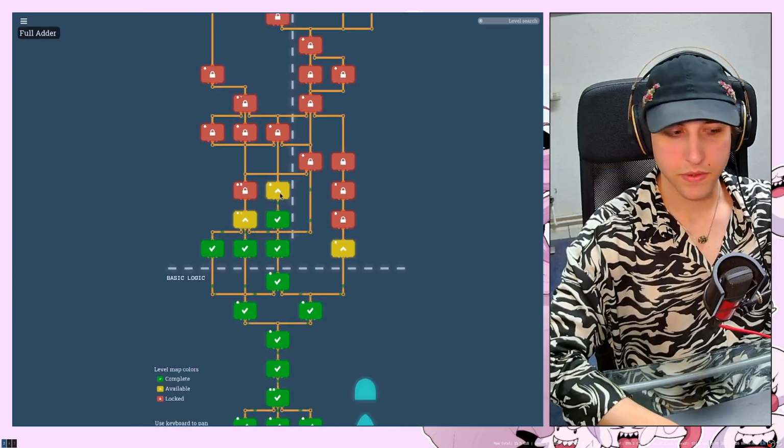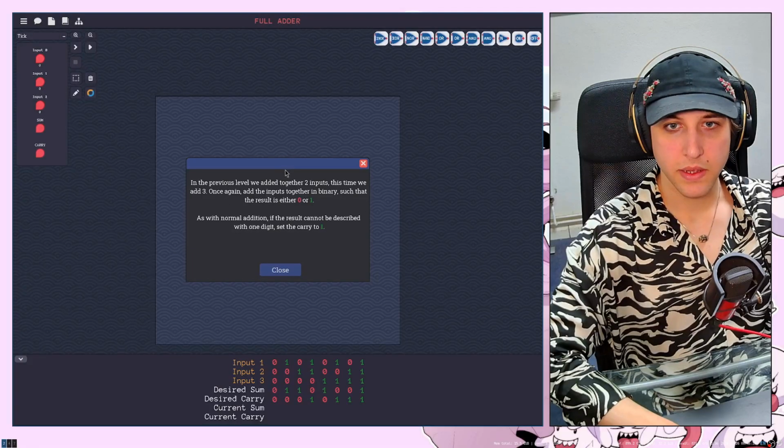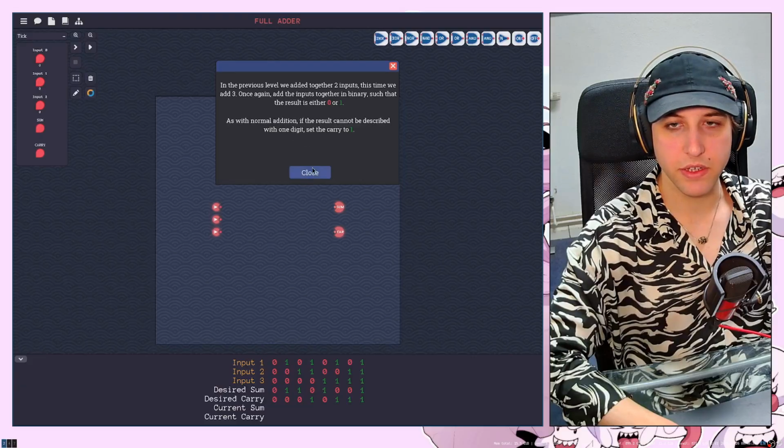Now we are going to do the full adder thing. In the previous level, we added together 2 inputs. This time we have 3. Once again, add the inputs together in binary, such that the result is either 0 or 1 with normal addition. If the result cannot be described with one digit, set the carry to 1.